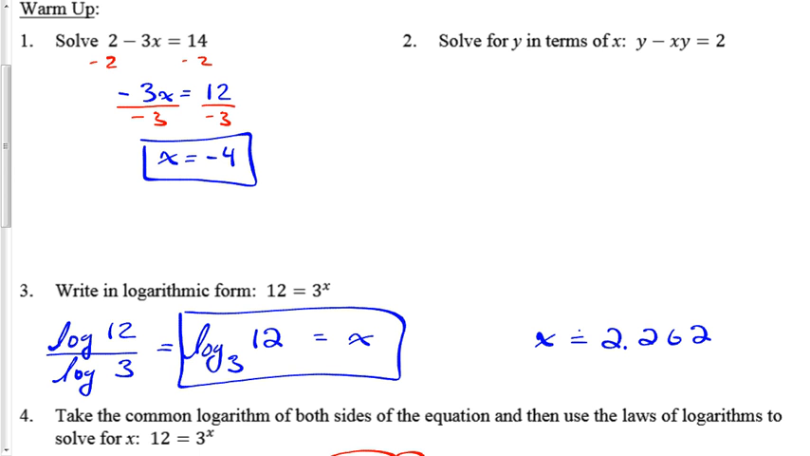Number one, everybody good with that? Just have to be careful remembering that because this 2 is positive, we subtract it on both sides. So don't let the sign behind it confuse you. Always think about the sign that's in front. So then this negative stays with the 3, and then we can divide out the negative 3.